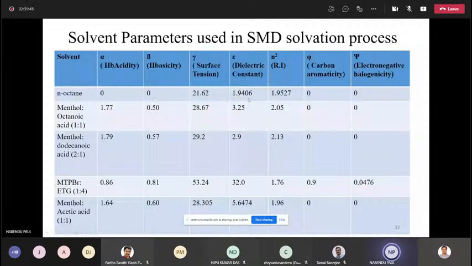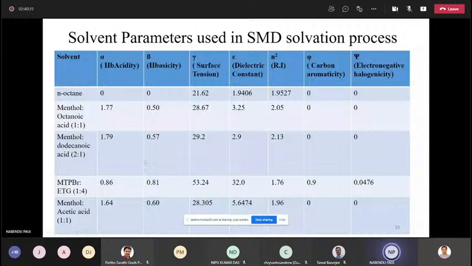These things can be found out by experimental analysis. Carbon aromaticity is the percentage of aromatic carbon present in the molecule, and electronegative halogenicity is the percentage of electronegative halogen atoms present in the molecule. So only MTPB or ethylene glycol is having this value. Others are not having this value. So first we need to calculate this value, and we need to put this value as an input parameter.